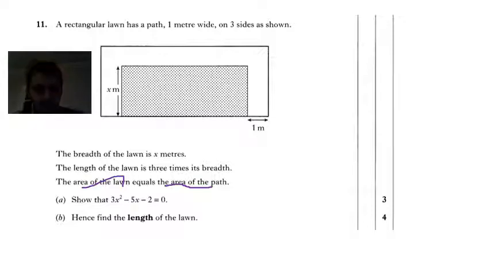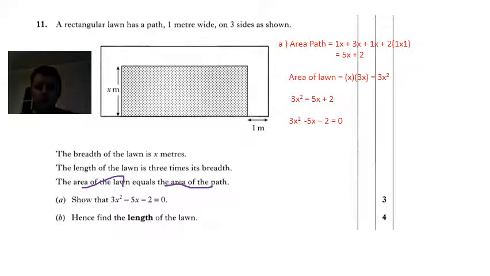So, find the area of the lawn is actually relatively straightforward, isn't it? And I've kind of done that here. The lawn would be x that way. It says it's 3 times that on the other side, so it's 3x that way. So that's relatively straightforward. x times 3x is 3x squared, and that's our answer for that lawn bit.